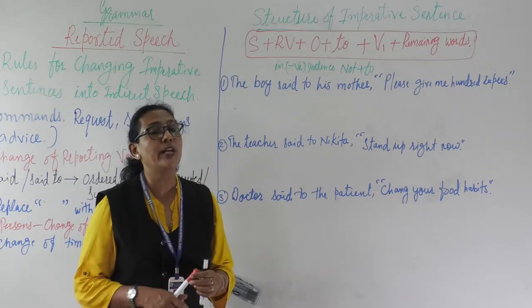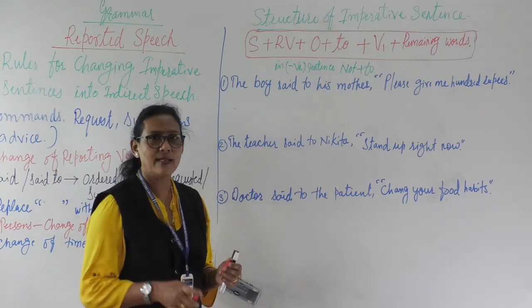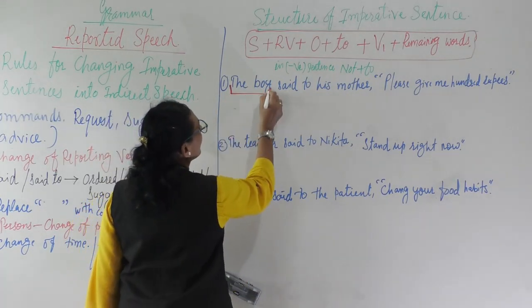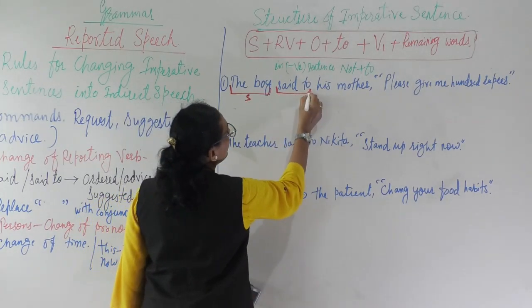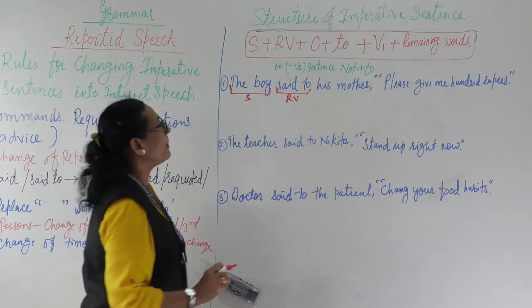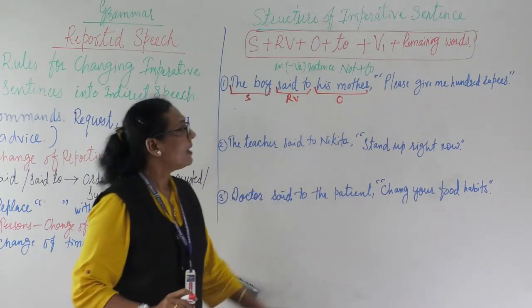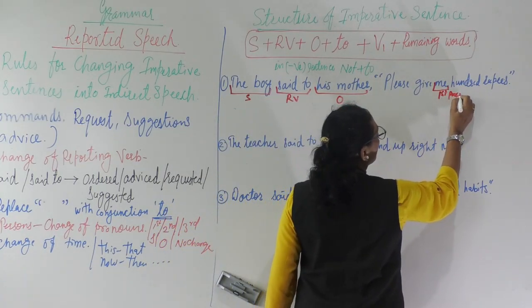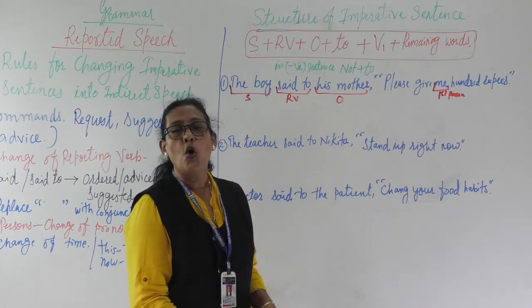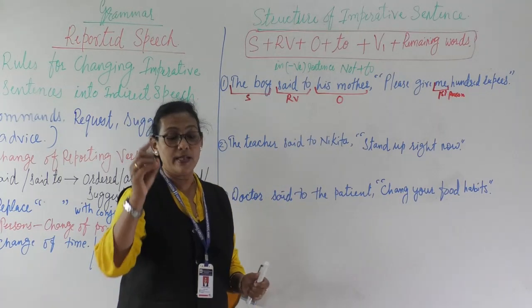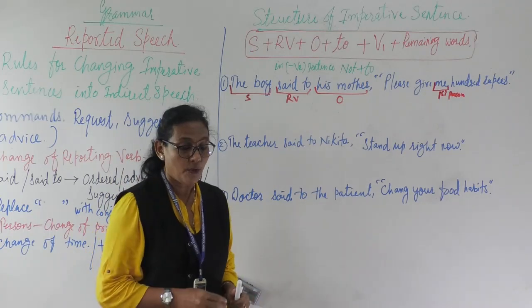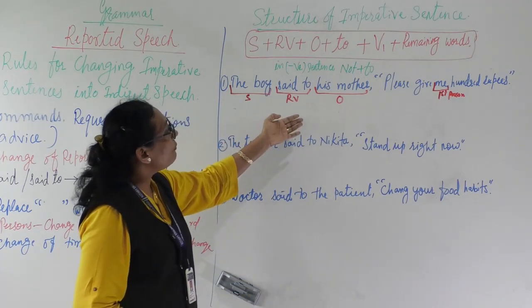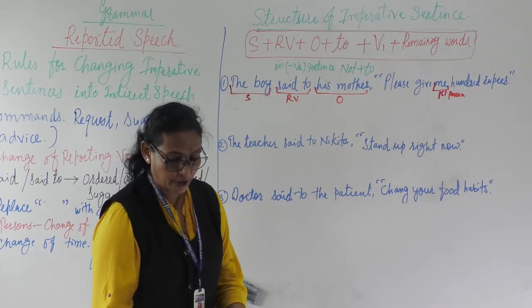Now, what is the first step we did in the previous lesson? We find the subject, reporting verb, and object. Which is the subject here? This is the subject. This, said to, is the reporting verb. His mother is the object. Please give me 100 rupees. Me is a first person. So the first step is that we found the subject, object, reporting verb, and the person. So what will be the answer?